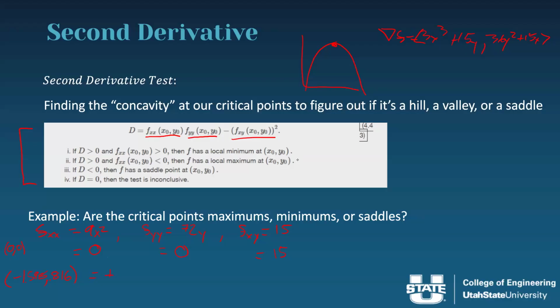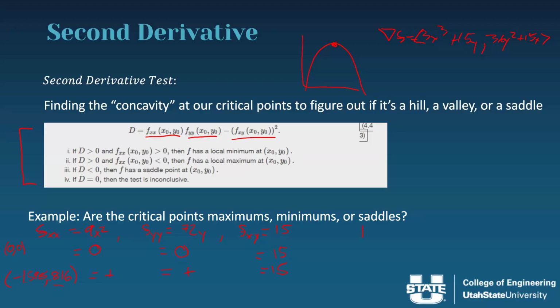And then my second derivative in terms of y is going to be probably an even bigger number, also positive, right? When I plug in this y into there, it's going to be 72 times 0.81. And then my mix is going to stay 15. Perfect. So now I'm going to plug these into my D equations.